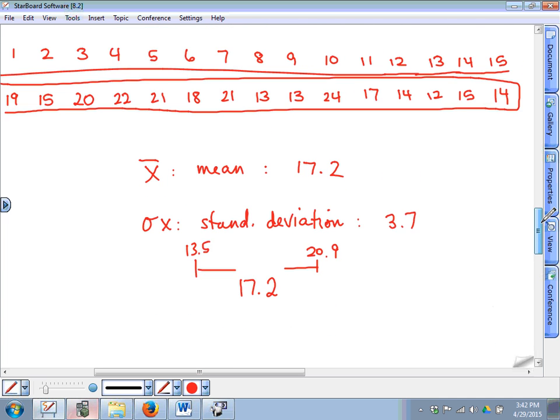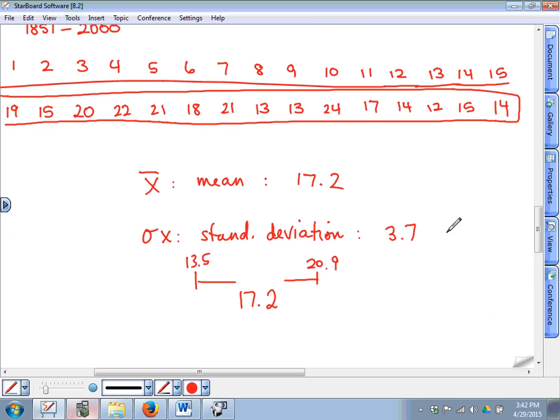So do all of the data points fit within one standard deviation, between 13.5 and 20.9? The answer is no. We've got a 24 right here. We've got a 12 over here. There was a 21 and a 22. So all of the data doesn't fit within one standard deviation. So we need to do another standard deviation.